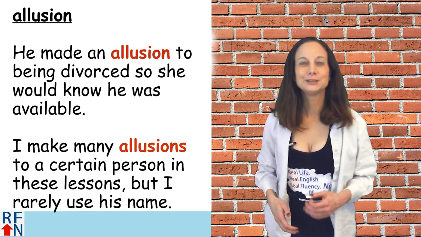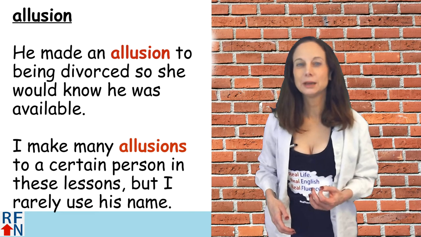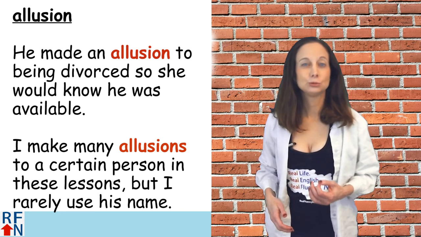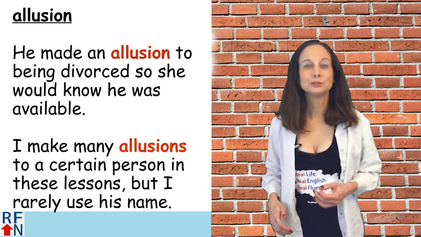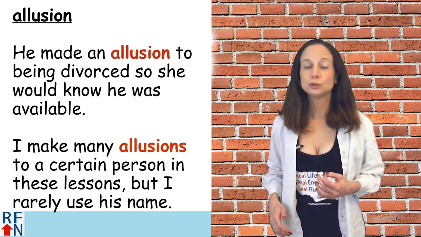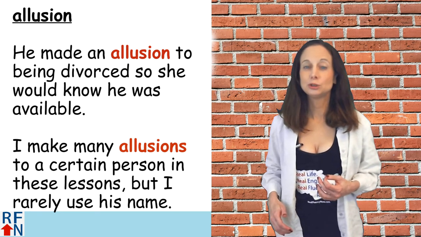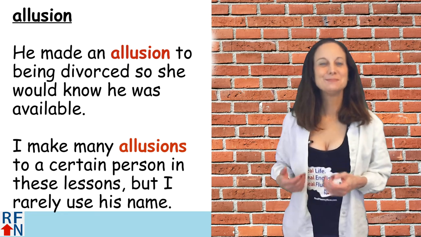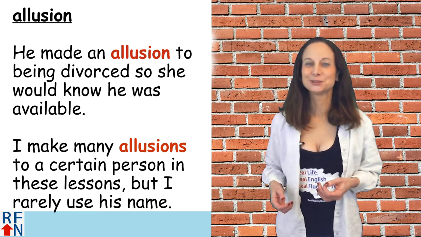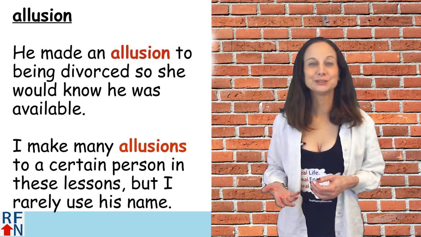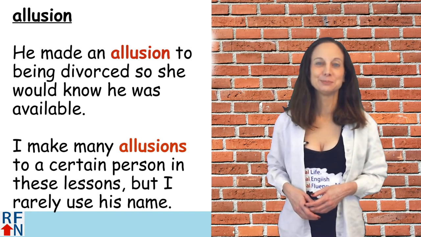An allusion is saying something that means something else without saying it directly. Some sample sentences are: He made an allusion to being divorced so that she would know he was available. I make many allusions to a certain person in these lessons, but I rarely use his name.